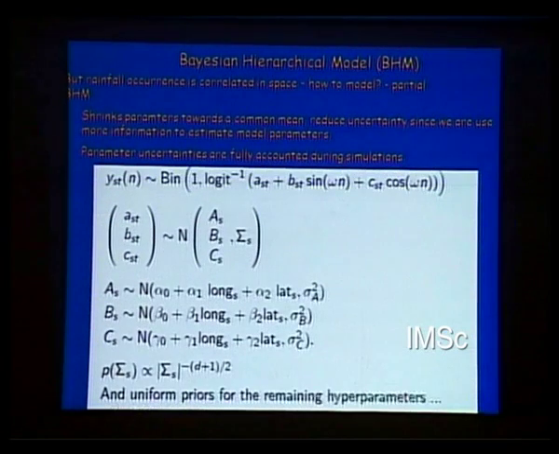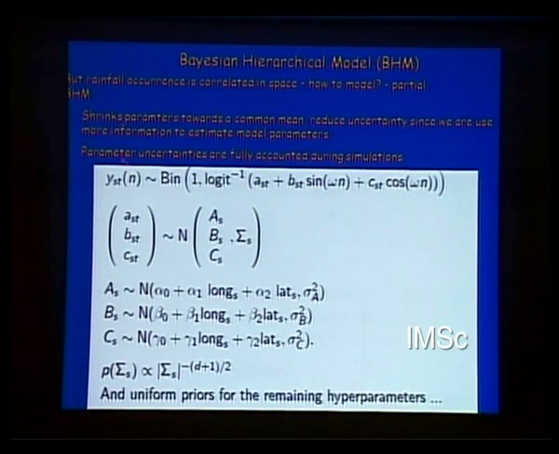So that's what you want to shrink, getting the parameters to a global mean that can capture that spatial information. And you also get the parameter uncertainties fully accounted for. So this is the Bayesian hierarchical model for this situation.